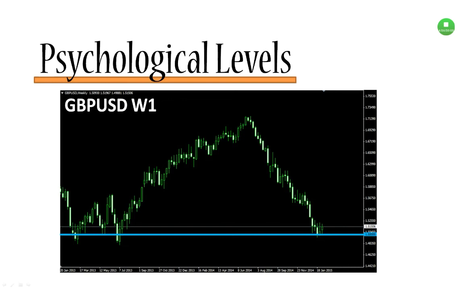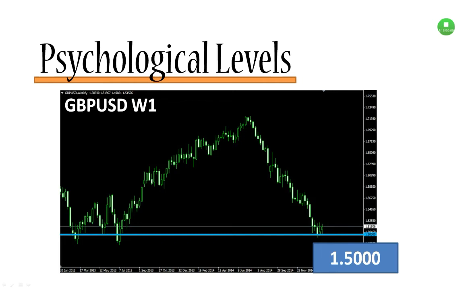Here I've got the British pound dollar weekly chart, and I just took this out of my terminal, so this is fresh as of today, 4th of February 2015. As you can see, the British pound dollar currency pair is approaching, or has approached, this blue support line. And guess what it is? It's 1.5000.